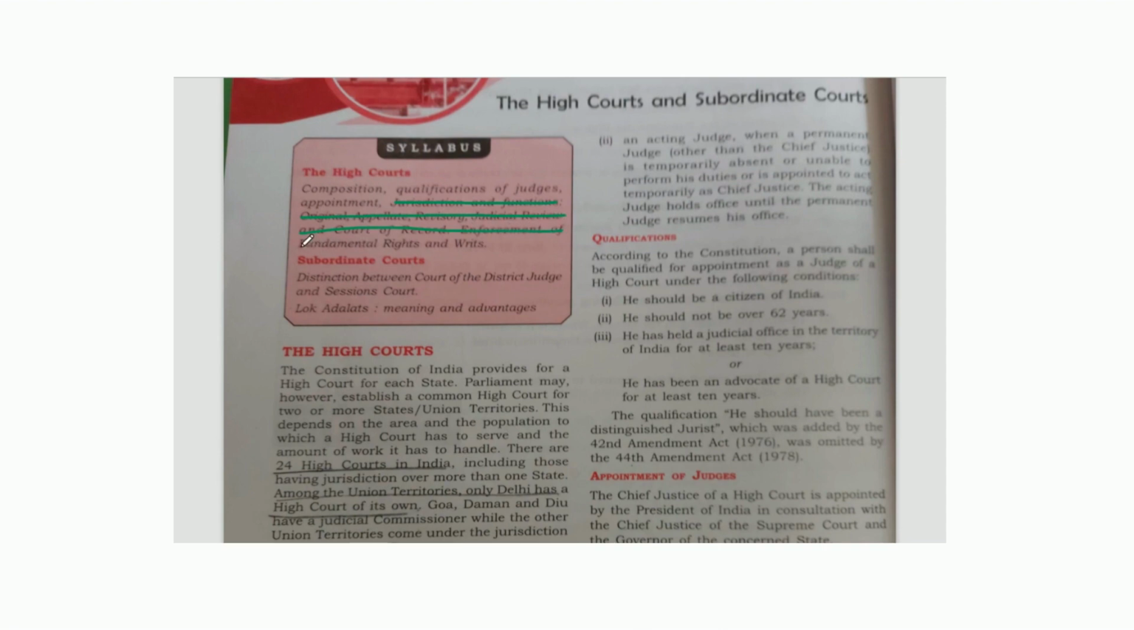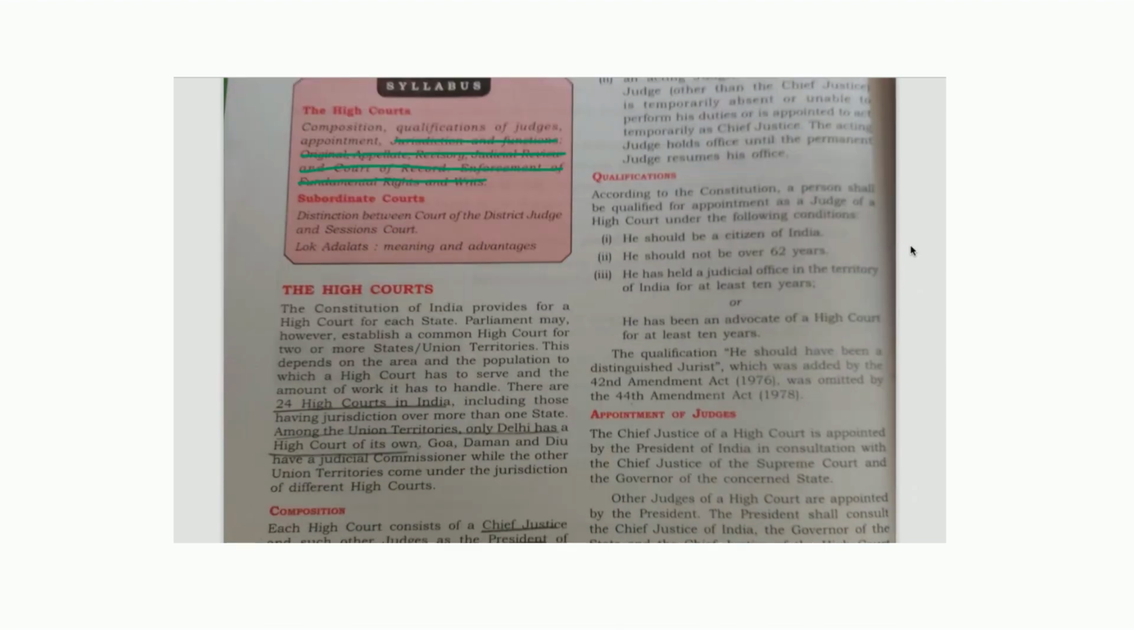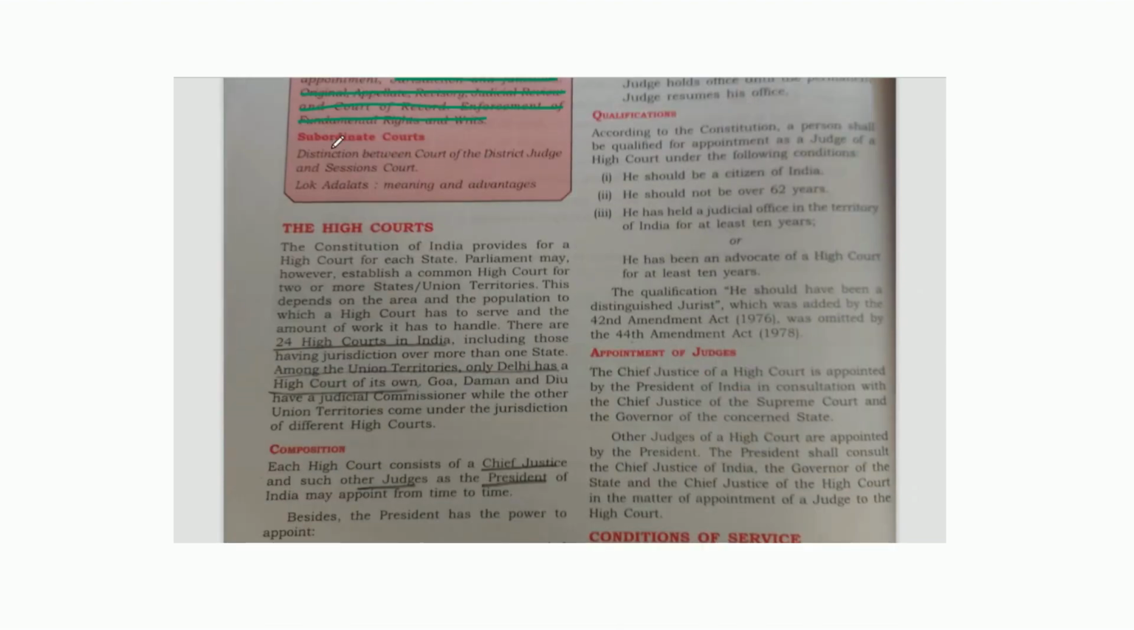So this chapter is quite reduced, but it's such a long chapter that children normally get confused. So take your book along with me and mark page by page. Then you also have subordinate courts where you will do the distinction between the court of district judge and sessions court, and also lok adalats, their meanings and advantages.